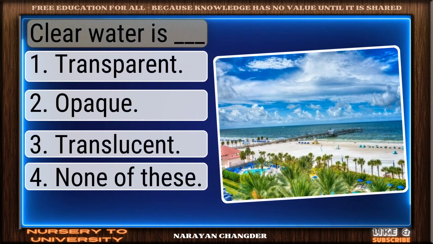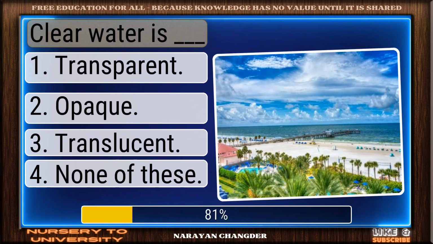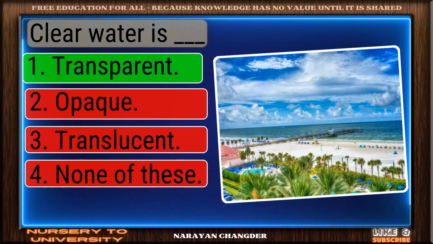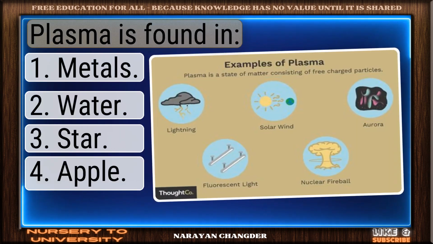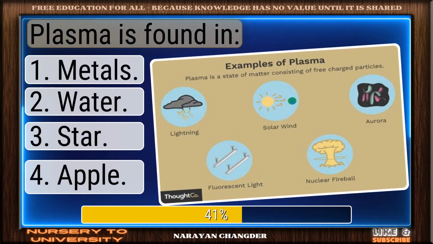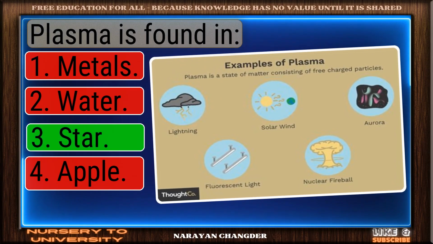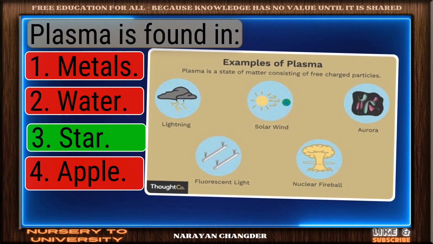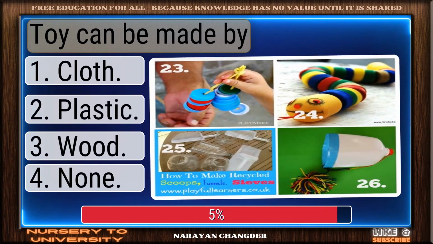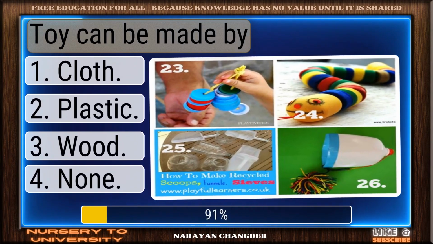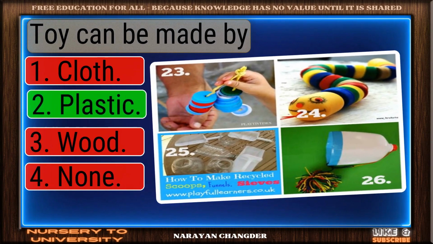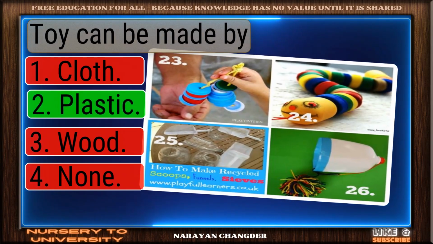Clear water is dash. Well done. Transparent is the right choice. Plasma is found in. Smart pick. Star is the correct choice. Toy can be made by. Right choice. Plastic is the best answer.